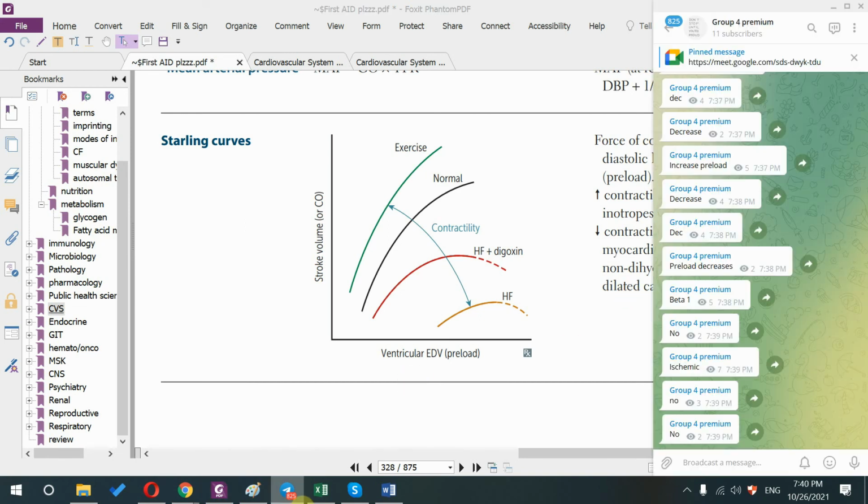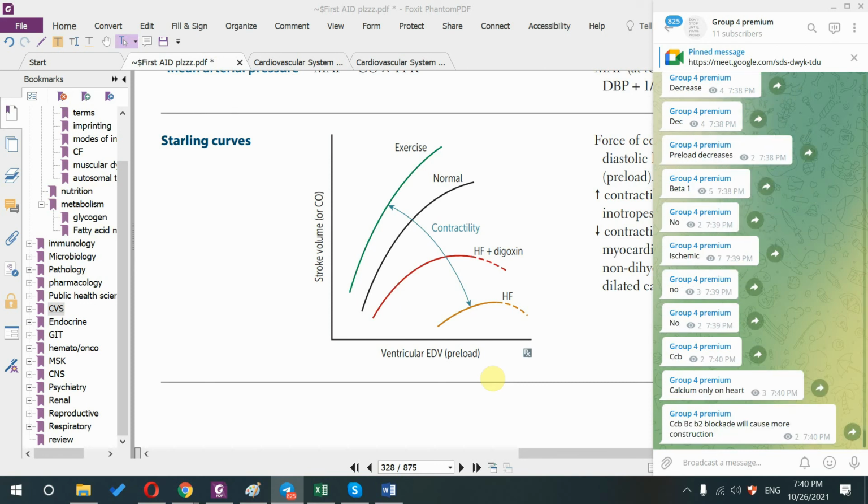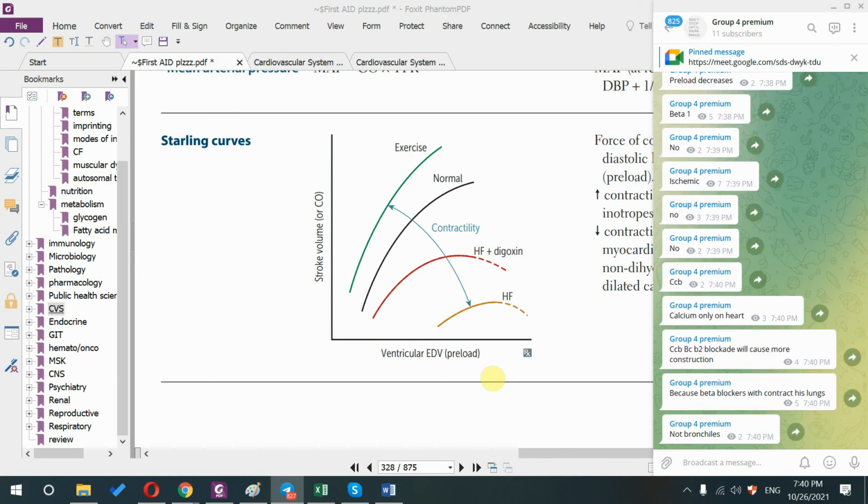One question for you guys. If I have someone who has asthma and I want to give him a beta blocker for his heart failure, for example, or for his increased blood pressure, should I give him a beta blocker or a calcium channel blocker? And if you say one, say why. Calcium channel blocker, why? What's wrong if I give a beta blocker to an asthma patient? Yes, it will lead to bronchoconstriction, and it will lead to exacerbation of his asthma, basically.